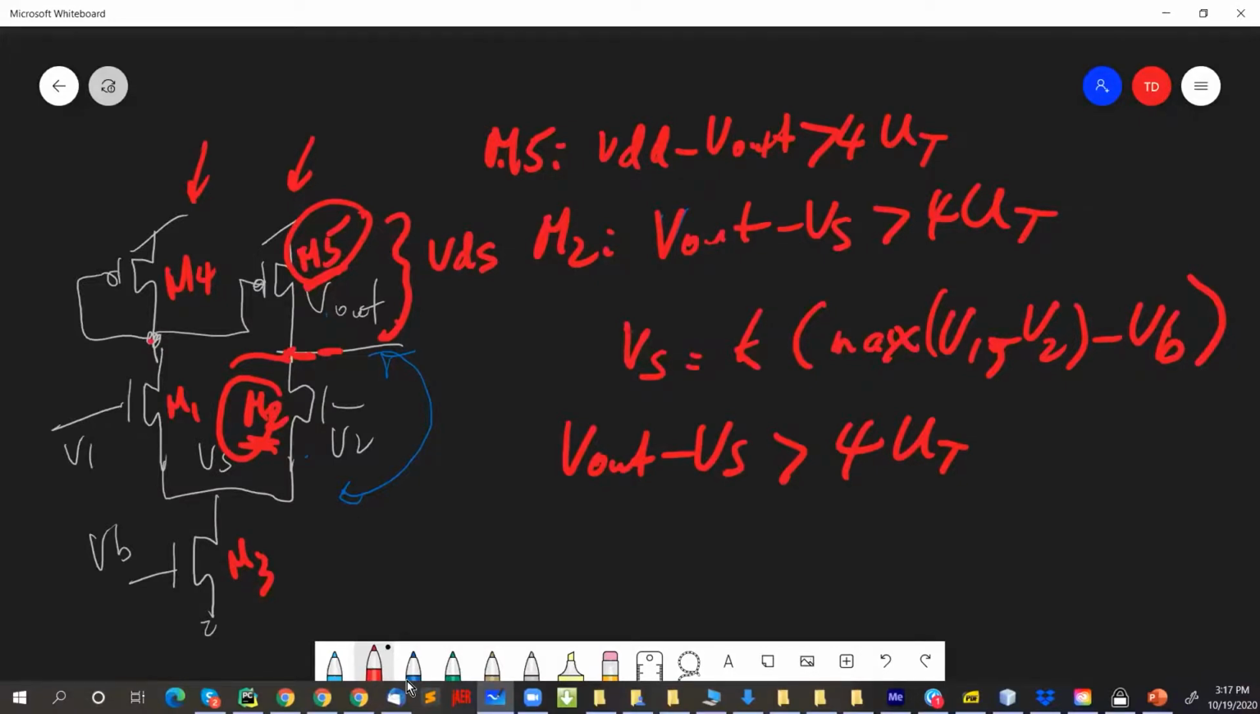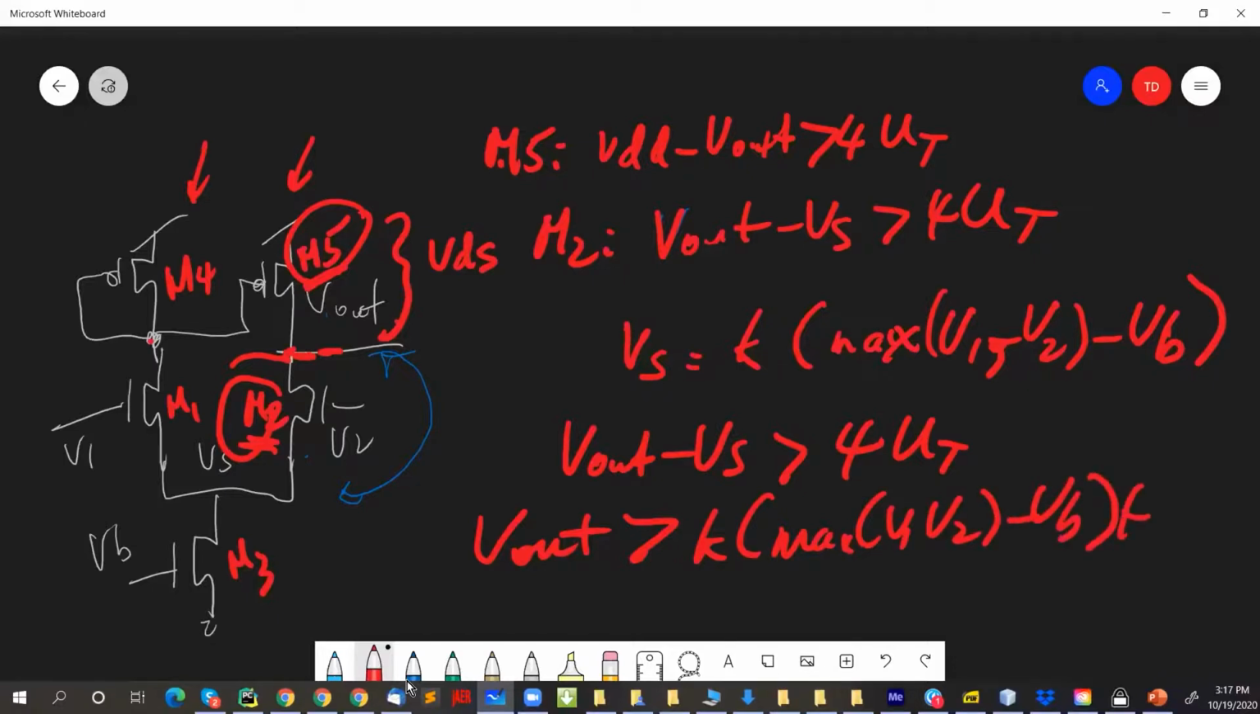Let me see if I can get to that. So we have to move VS to the other side. So V out has to be greater than kappa max of V1, V2 minus VB, plus 4 UT. You guys see that? Okay.